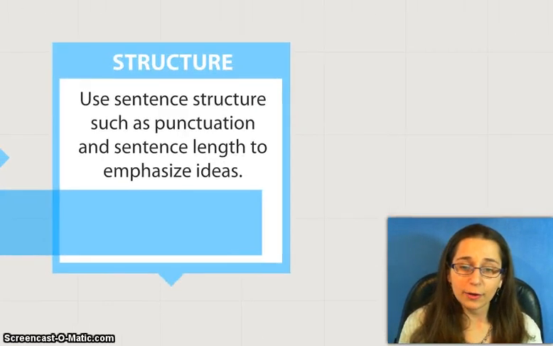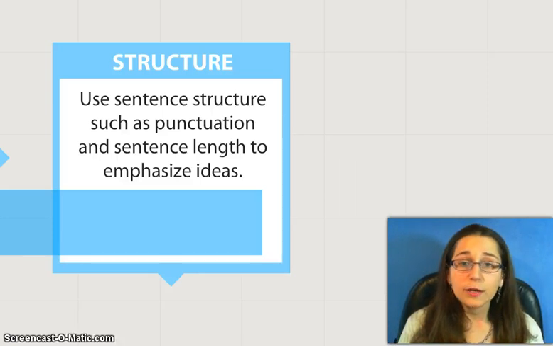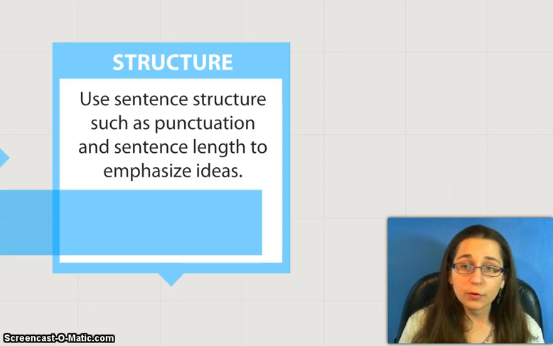And then lastly, thinking about your sentence structure. So where's the punctuation? Are we using long sentences? Are we using short sentences? Do we have introductory phrases? Do we have lots of transitions? What's actually happening in the sentence? Are we leading up to something?